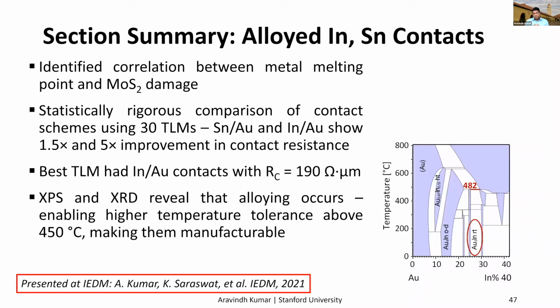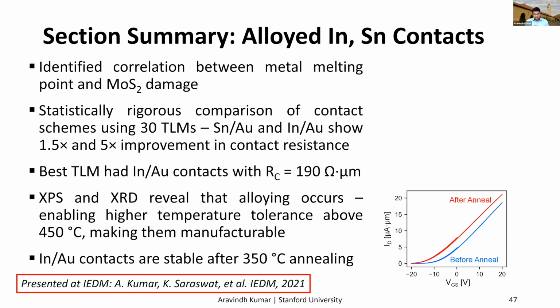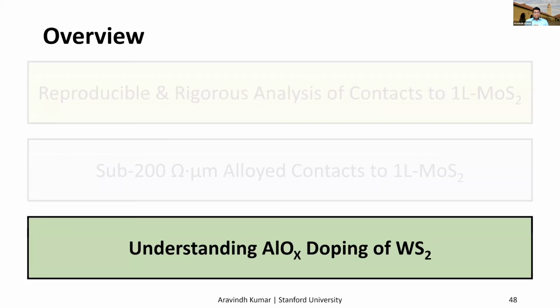XPS and XRD studies reveal that alloying occurs, and these alloys should remain stable at 450C, making them manufacturable. And we test that on indium gold using a 350C anneal, and these contacts do remain stable. In this final section, I will talk about our work on understanding the electron doping effect of aluminum oxide on TMDs.